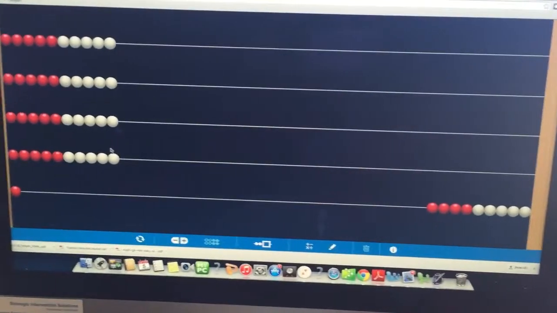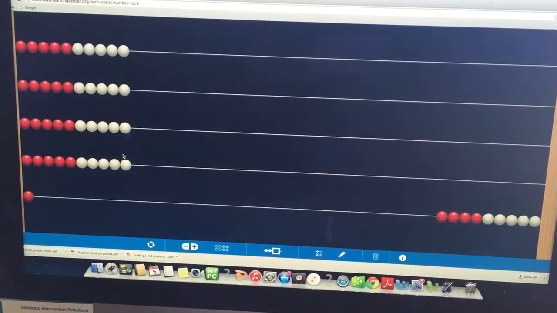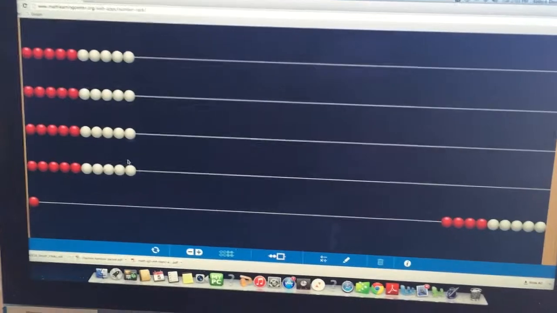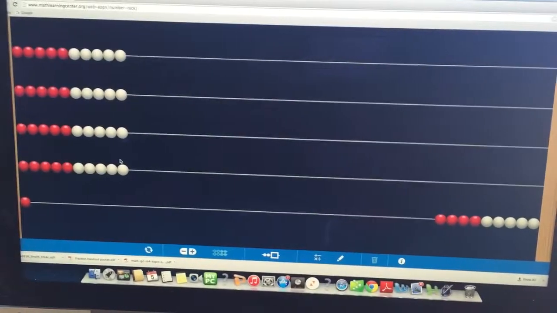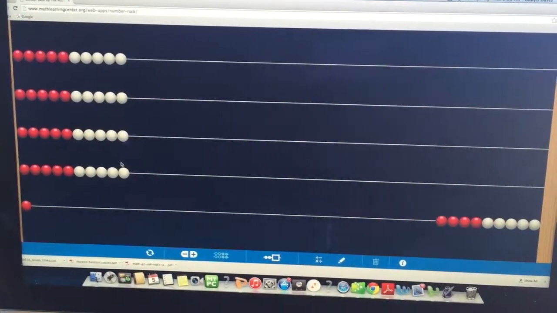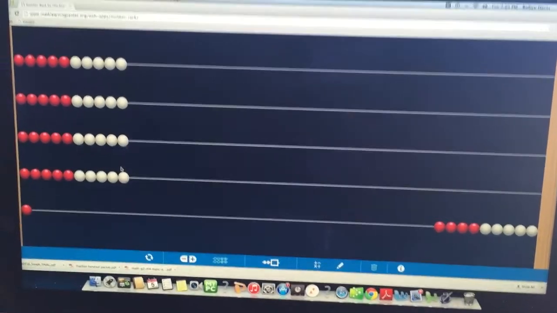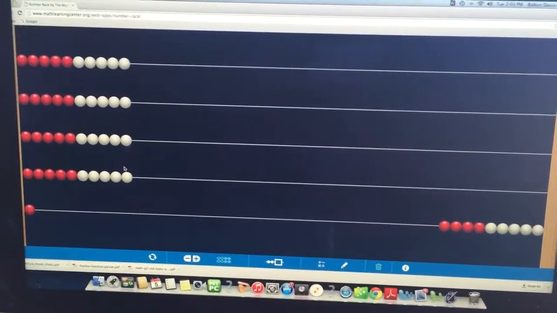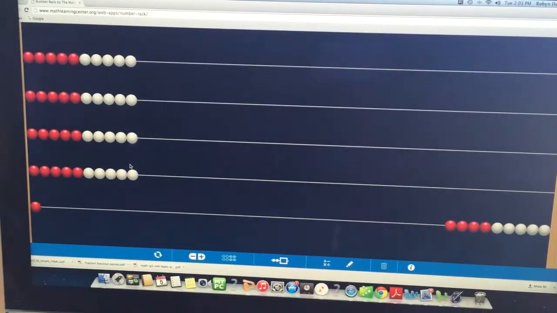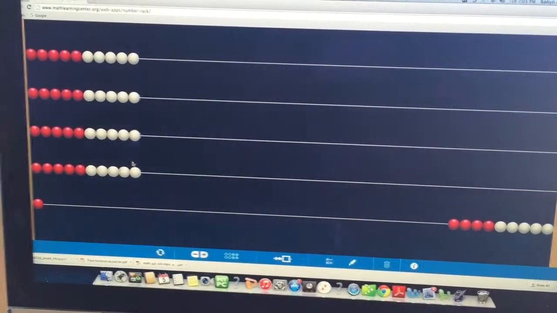So in this stage, using the abacus, right now I'm on mathlearningcenter.org. This is known as a number rack, which is very similar to the abacus. Of course, it's great for kids to actually have their hands on an abacus similar to this, but this would give the idea of how to show that problem concretely.